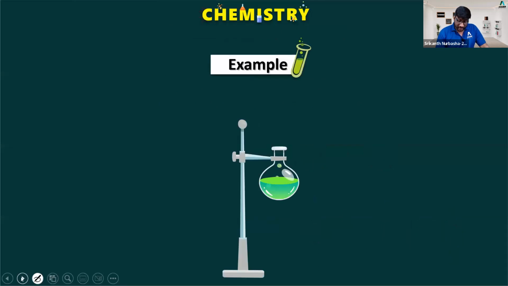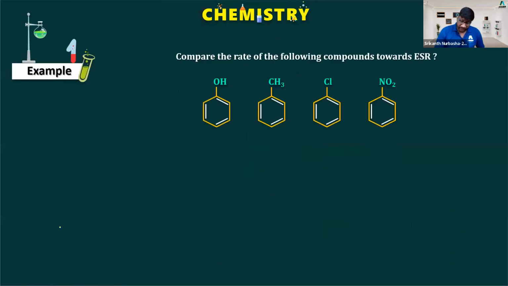Right, very good. Look at some examples. We'll solve some examples. Compare the rate of the following compounds towards electrophilic substitution reaction. A, B, C, D, you can think of. Give the order.